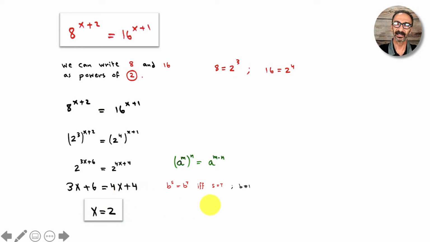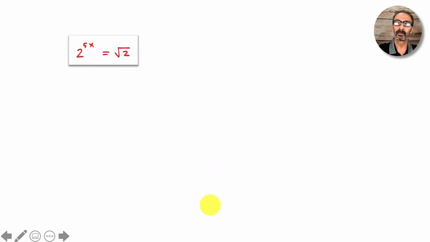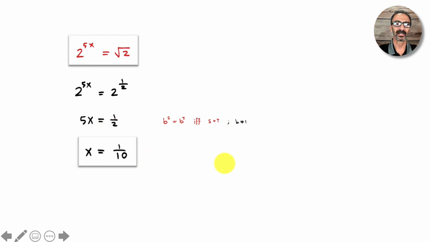Let's take a different example. 2 to the power 5x equals square root of 2. Maybe it's not clear that we have the same base, but actually we do, and here's the reason why. It's 2 to the power half. Instead of square root, I wrote half as an exponent. 5x will equal half. Multiply both sides by 1/5, and the answer will be 1/10.